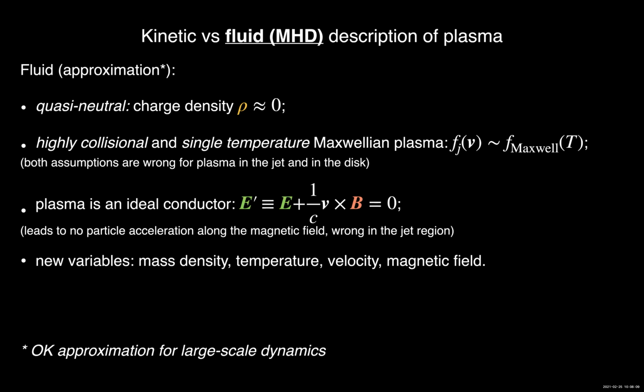So this would be deviations from these assumptions, and this is applicable pretty much everywhere, both inside the disk and the jet. It's hard to really assume that anything is Maxwellian, especially when magnetic fields are important.